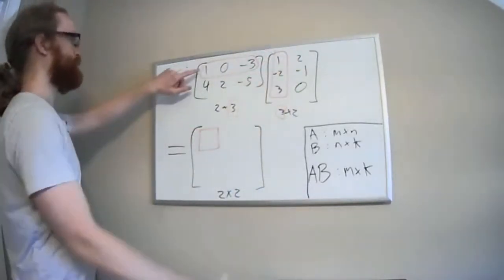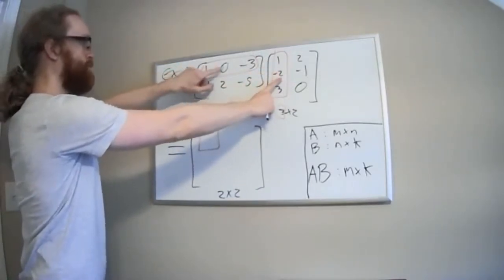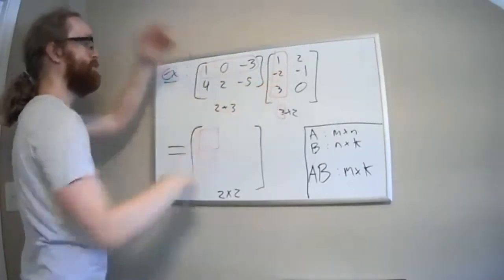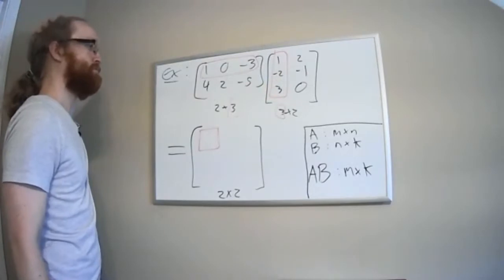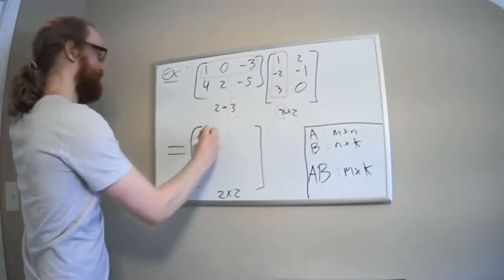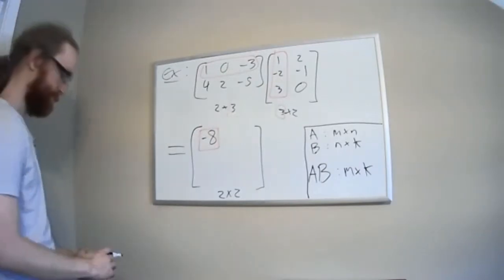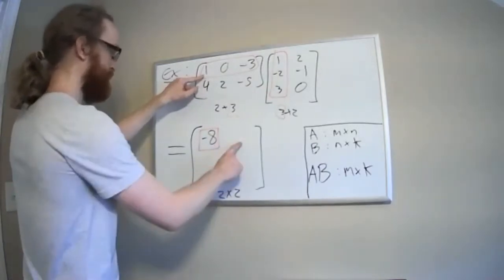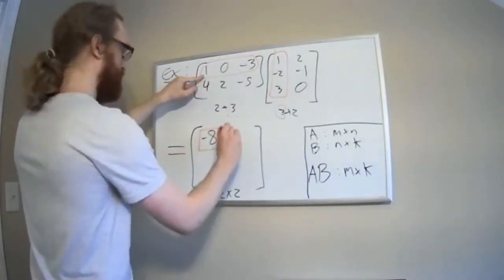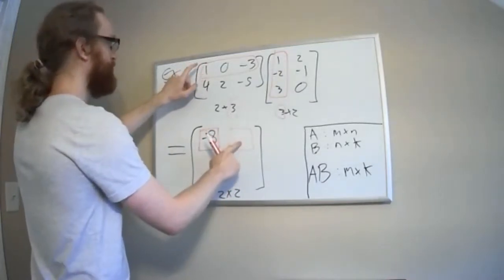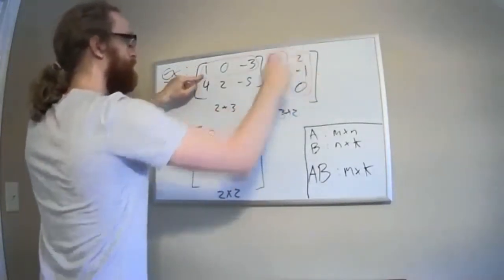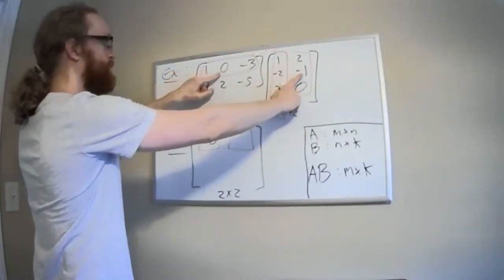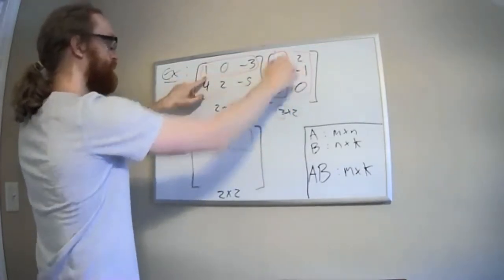And to do row times column, I just do 1 times 1 plus 0 times -2 plus -3 times 3. So 1 times 1 is 1, 0 times -2 is 0, -3 times 3 is -9. So that's 1 plus -9, which is -8. Here's my first guy. Up next, this is first row, second column, so take first row times second column. So it's 1 times 2 is 2, 0 times -1 is 0, -3 times 0 is 0, so it looks like it's just 2.